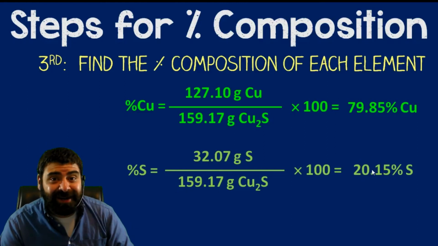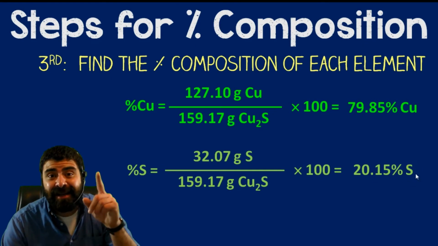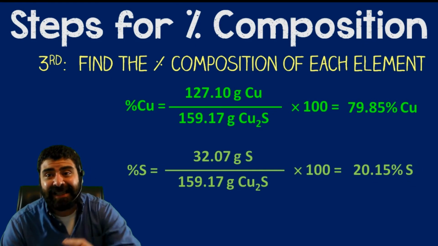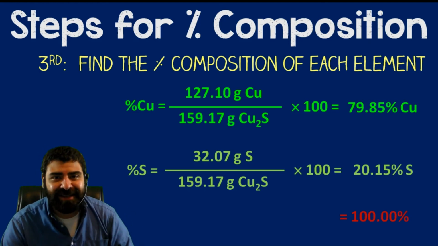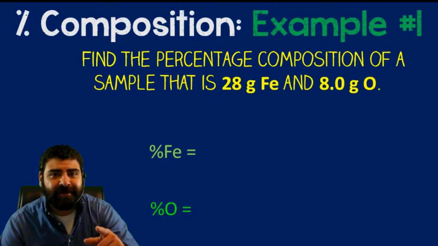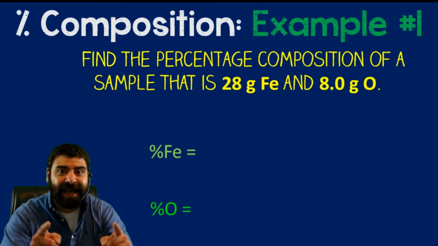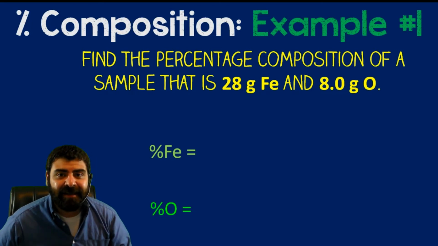Want to check your work? Well, add up the two percentages and they should be very close, if not exactly 100%, and they are. So we're good to go on. So let's do an example. Let's find the percent composition of a sample that has 28 grams of iron and 8 grams of oxygen.